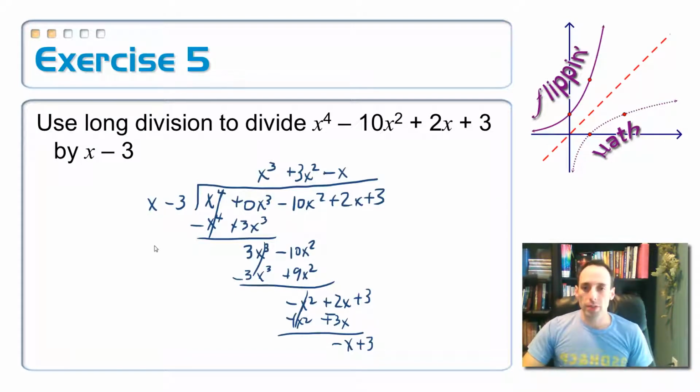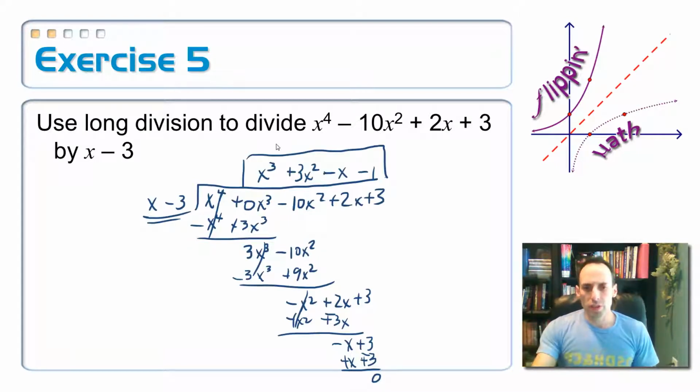And then how many times does x go into negative x? It goes in there negative 1 times. Multiply, negative 1 times x is negative x. Negative 1 times 3 is a positive 3. And when I go to subtract these, changing the signs, I get a remainder of 0.